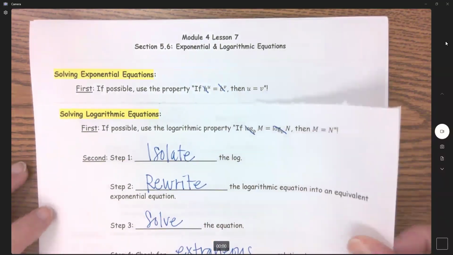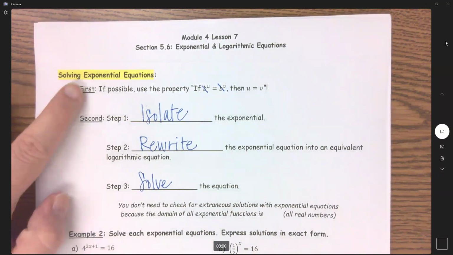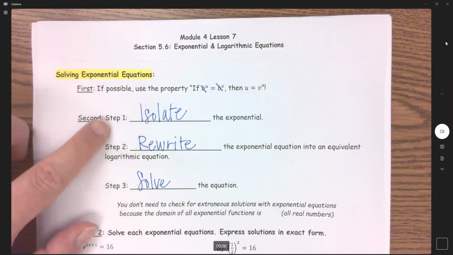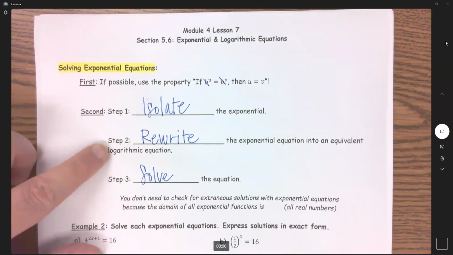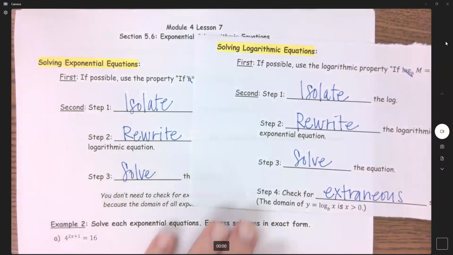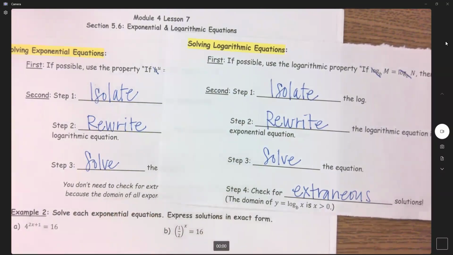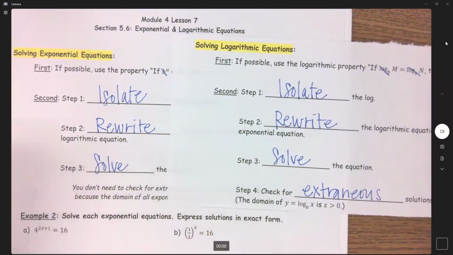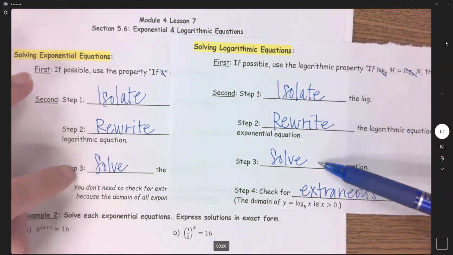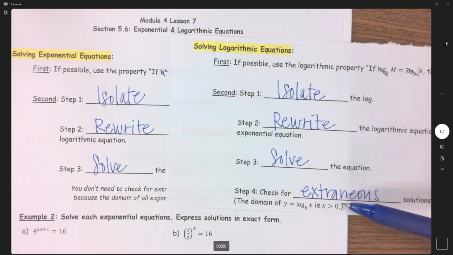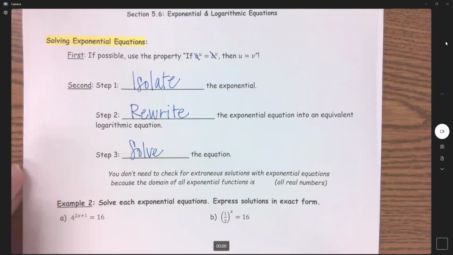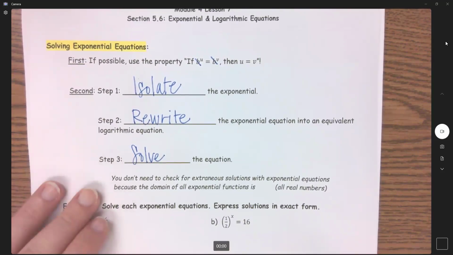Do the bases match? If we can't use this property, then we're going to follow these three steps. First, we're going to isolate the exponential. We will rewrite the exponential into a log, and then we're going to solve the equation, which is the exact same steps we had here. Both equations, whether it's exponential or log: isolate, rewrite, solve. Now with logs, we have a fourth step of checking for extraneous solutions. I put a little note down here. We don't need to check for extraneous solutions with exponentials.